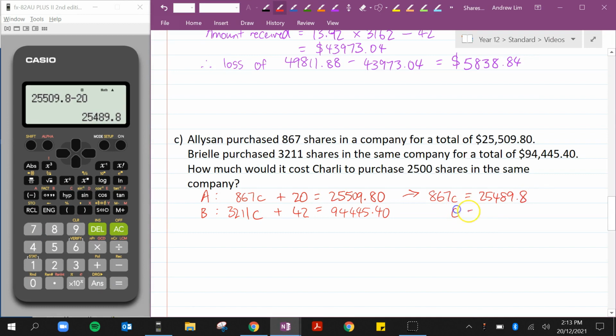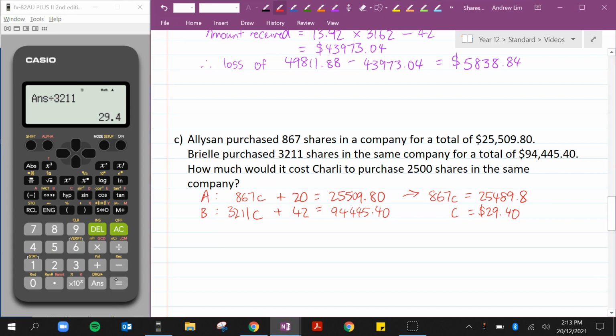$25,489.8, and we divide both sides by 867, I'll get 29.4. So that means one share will cost $29.40. We're going to get the same answer from Brielle. If we subtract 42 from both sides, 94,445.4 minus 42, and then divide that by 3,211, we'll get 29.4 as well. So we know that the cost is $29.40.